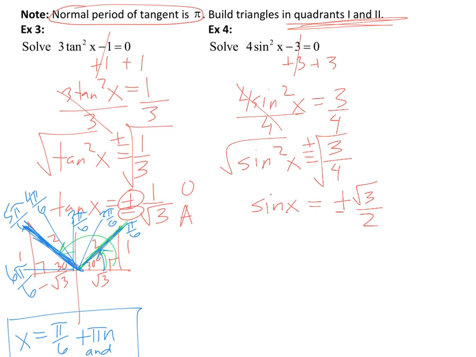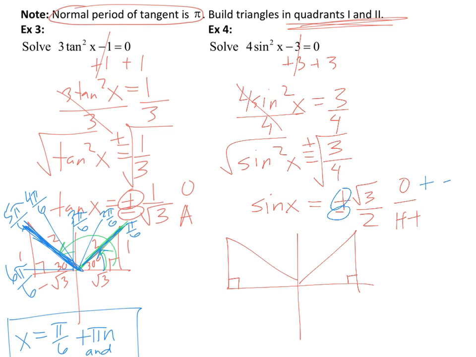Okay, now in this scenario I have opposite over hypotenuse, and hypotenuse is always positive. And if I'm working with the positive case, then opposite would be positive. And if I'm working with the negative case, opposite would be negative. Now what quadrants is opposite positive? 1 and 2. What quadrants is opposite negative? Quadrants 3 and 4. Alright, now label my side lengths. That's a square root of 3, square root of 3, negative square root of 3, negative square root of 3. Here I have 2.